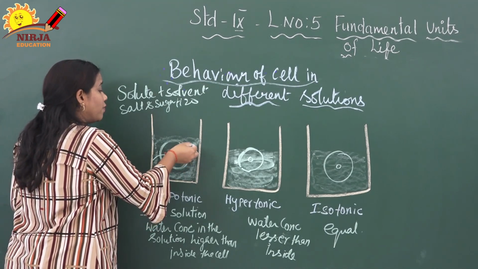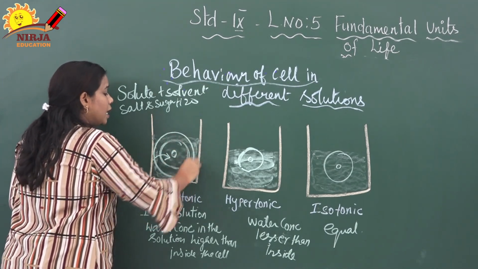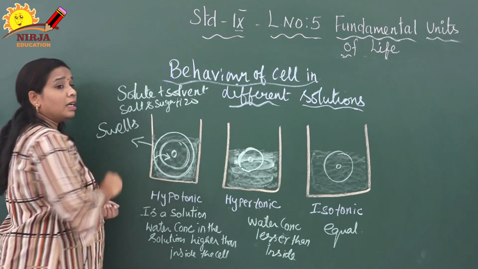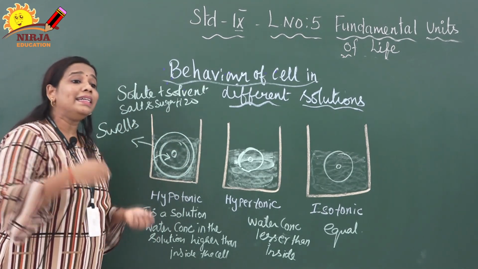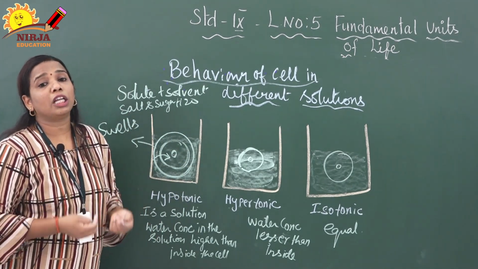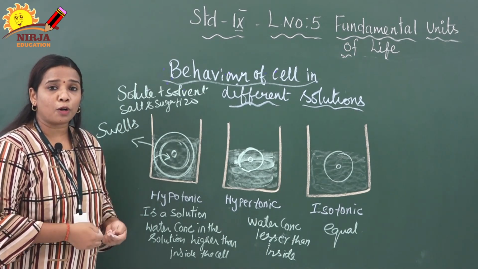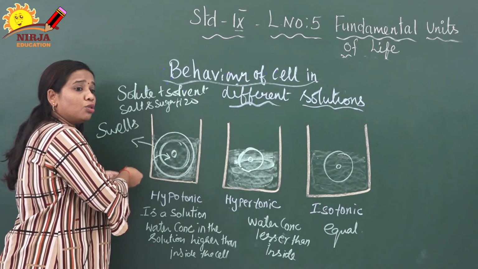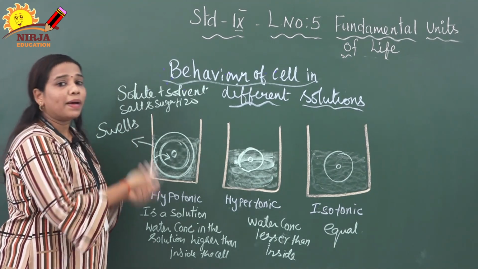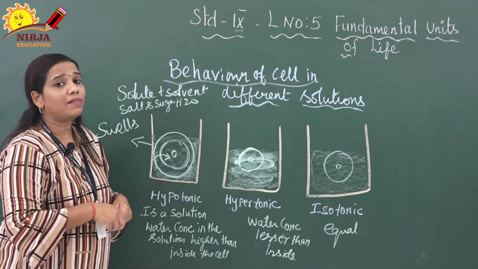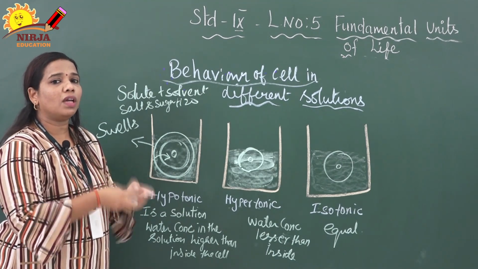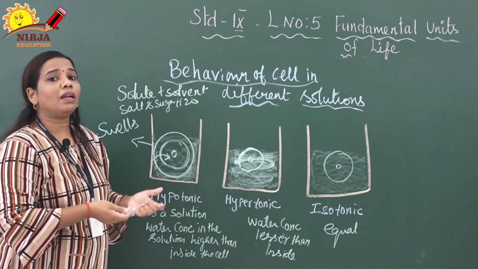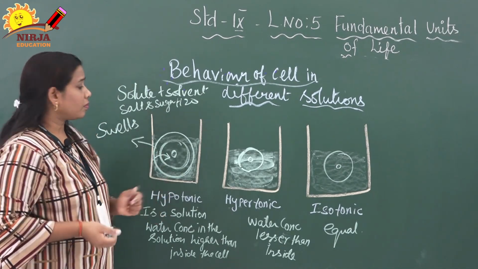After some time, what will happen? The size of the cell swells. Why does the cell swell, children? Because the water enters inside through the selectively permeable membrane by the process of osmosis. So in the hypotonic solution, compared to outside, the water amount inside the cell will be very less. So water is going from outside to inside. Automatically the cell swells. Right.